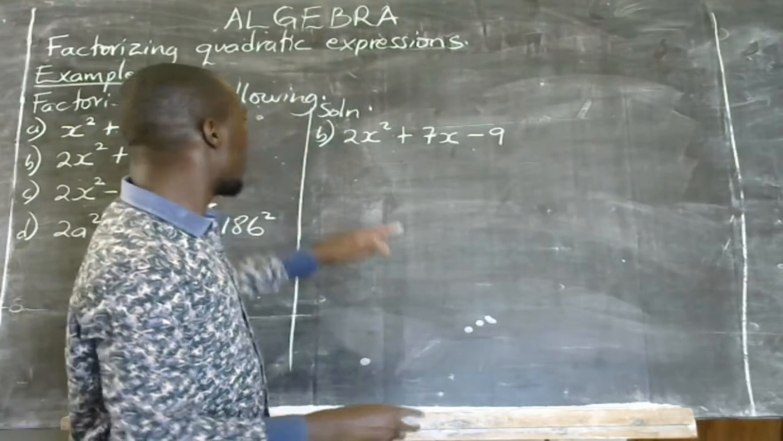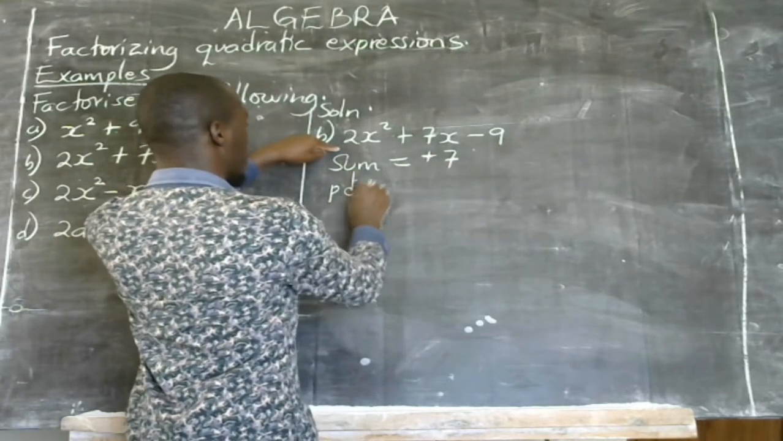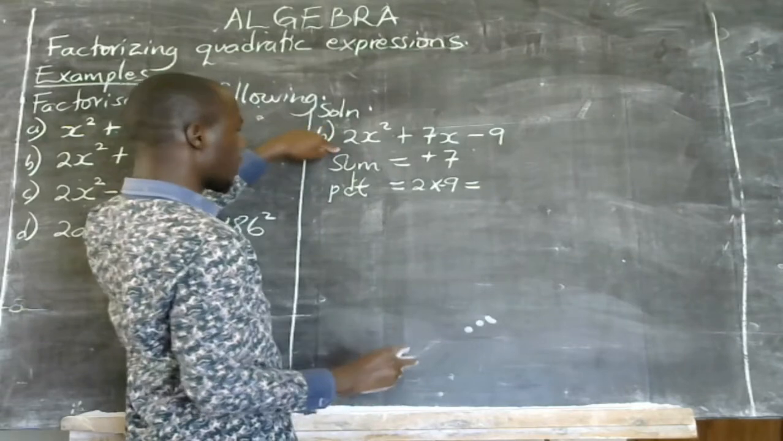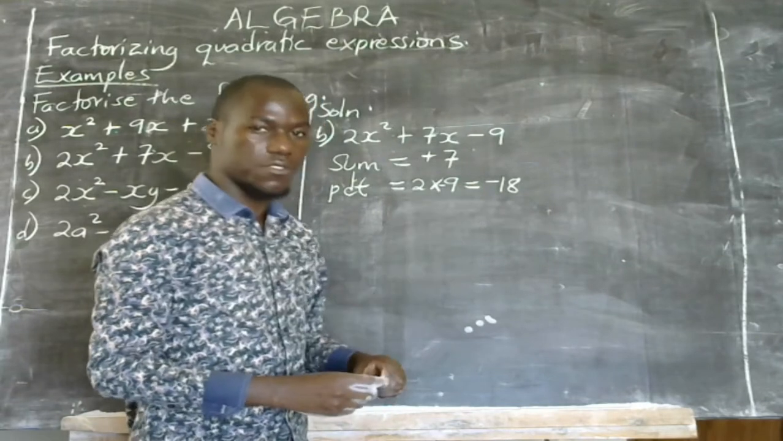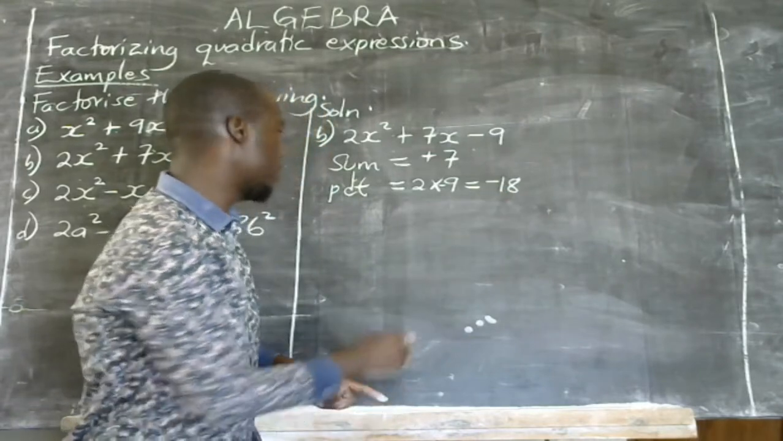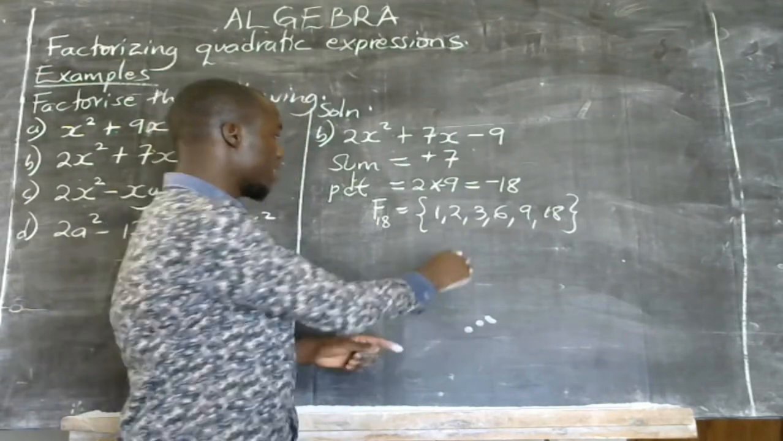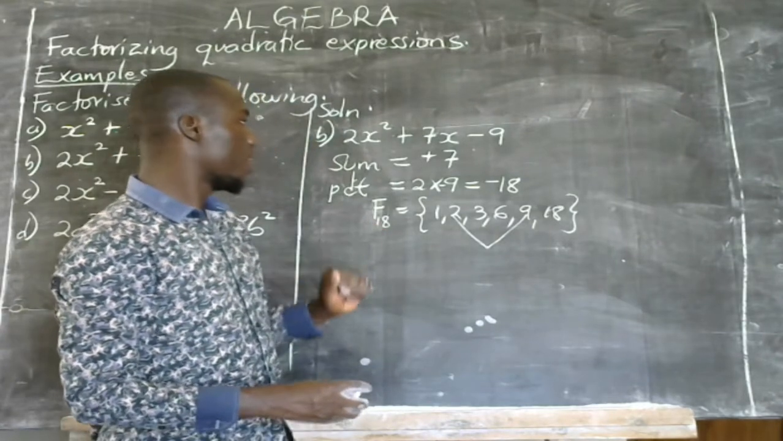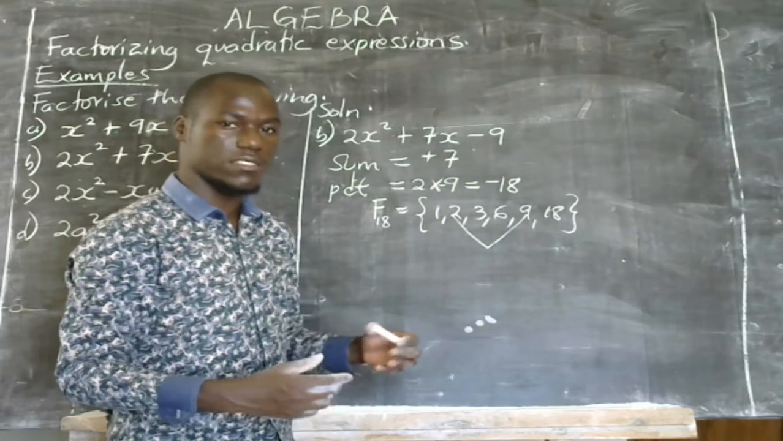My part B, identifying the sum. This is positive 7. Identifying the product. This is 2 times negative 9 to have negative 18. So I said that those two factors you are looking for come from factors of the product. So you can first list down factors of 18. Now when you list down those factors, you can see that the 2 and a 9 can give you the product of 18. And when you manipulate both of them, they can give you a sum of positive 7.